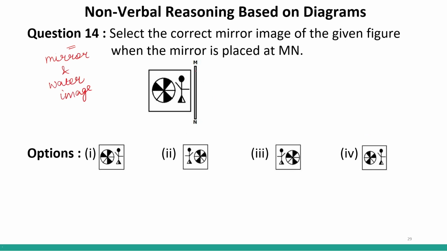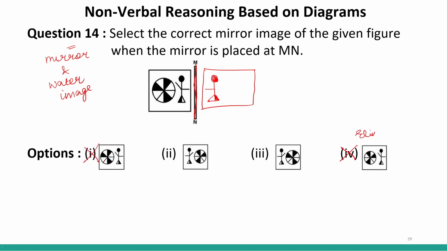Clear? Question number 14. Again a mirror and water image question. So here M and N is the mirror placement. Two things you have to remember. Mirror placement. So the square will be as it is. Then this person will look something like this. So the person will invert. This part will be shaded now. And this is shaded. So based on this, how many options can we eliminate? I can eliminate option number 4 and I can eliminate option number 1.